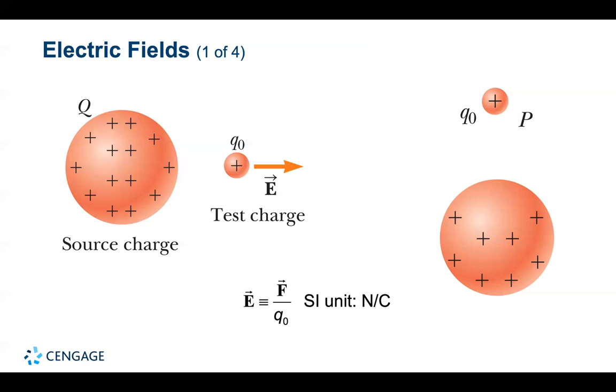A fascinating thing about both the gravitational and electrostatic fields is that they are both capable of acting through space and can produce an effect even when there isn't any physical contact between the objects involved. And these are examples of field forces.